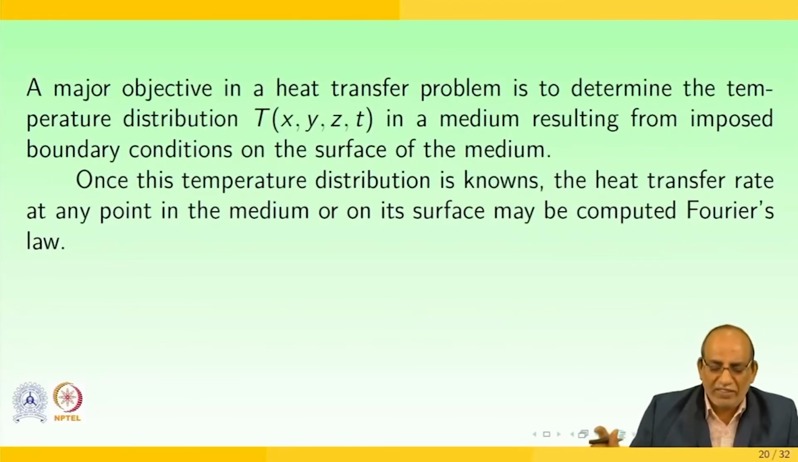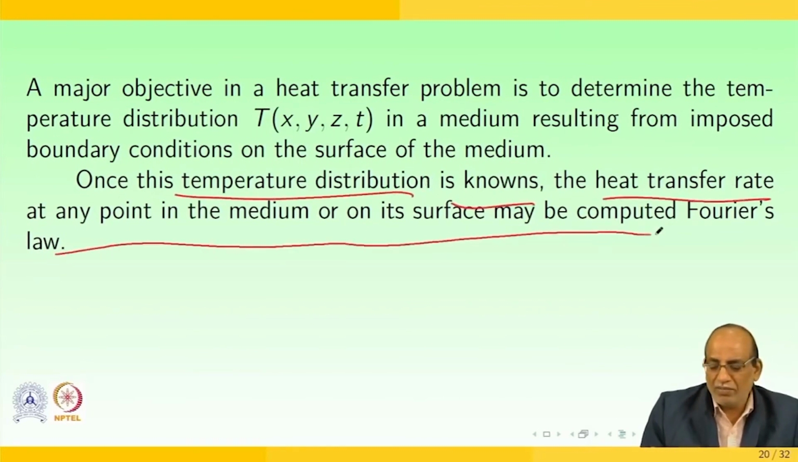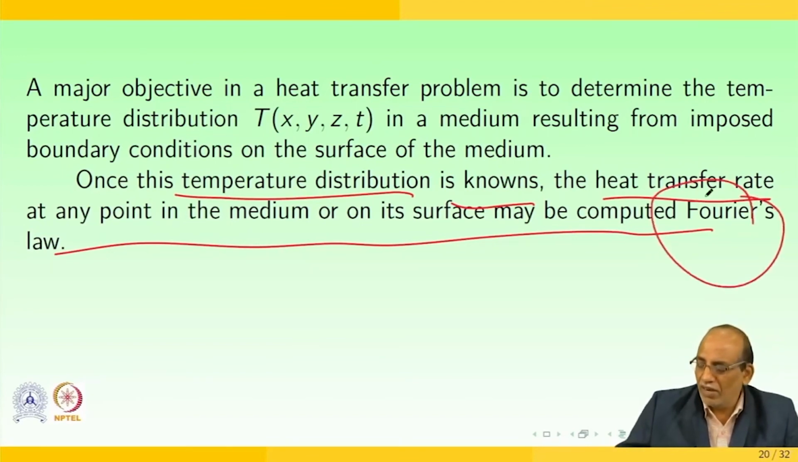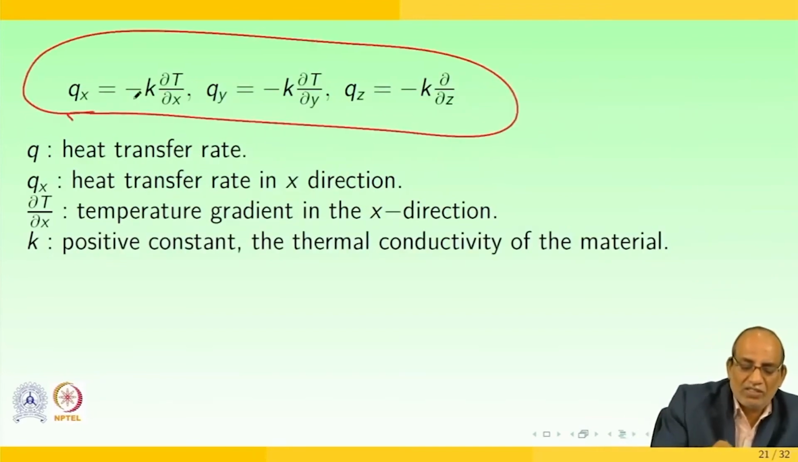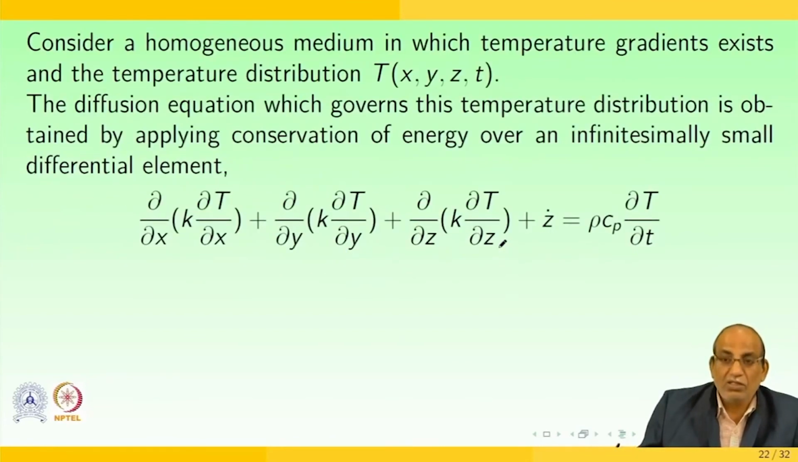Now, if the temperature distribution is known, the heat transfer rate at any point of the medium surface may be computed using Fourier's law. So once the temperature distribution is known, we can compute the heat transfer rate at any point by using Fourier's law. And Fourier's law is this, as we spoke over here, with the constant k, right? That's how we can compute the heat transfer from the temperature distribution.